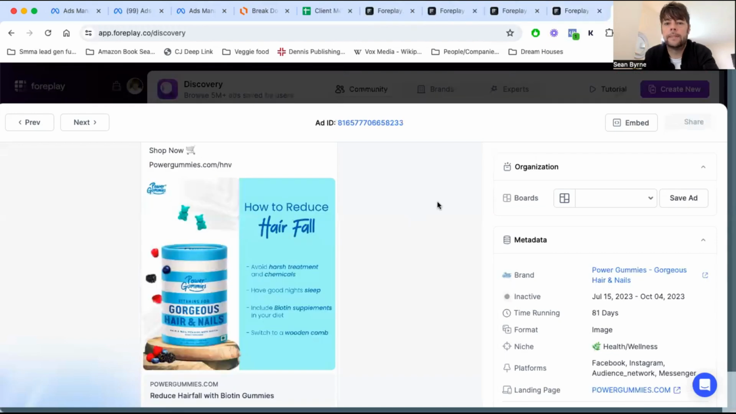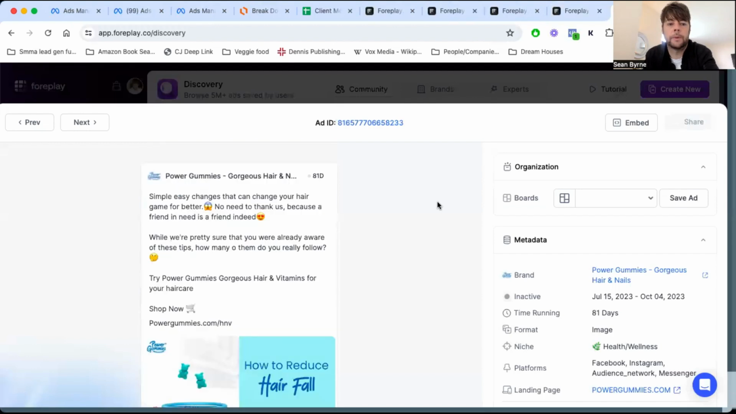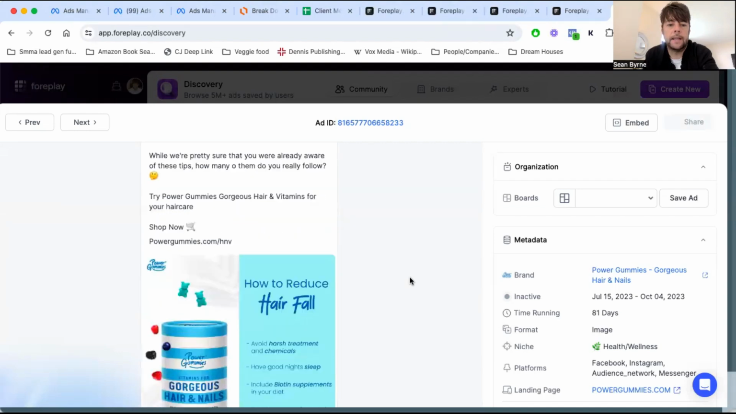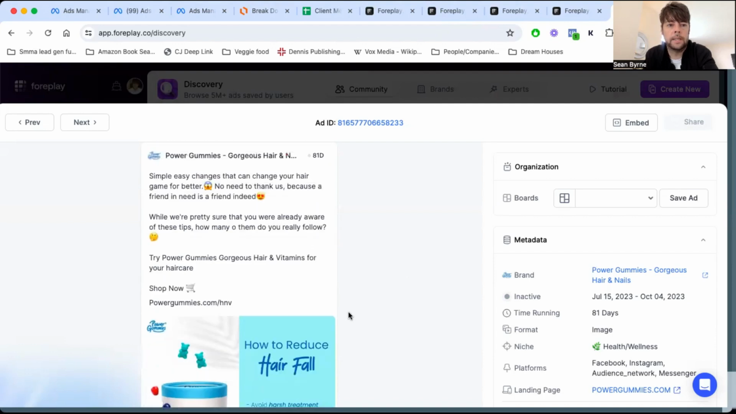Okay, so last up on my list here is from Power Gummies. I found this a pretty good ad as well. This ran under 90 days. What I liked about this is it's a feature point-out ad, on how to reduce hair fall. So avoid harsh treatment and chemicals, have a good night's sleep, include biosupplements in your diet, and switch to a wooden comb. So these are simple, easy changes that can change your hair game for the better.